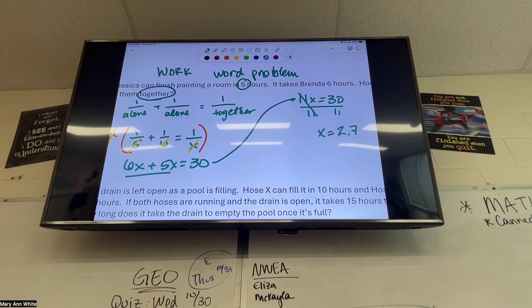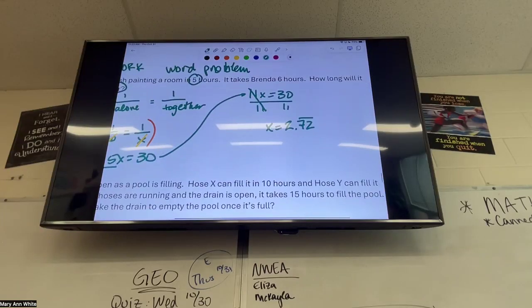I think that equals 2.72. I think that's what I got in my last class. Which actually makes sense that it takes them a shorter amount of time, because if 2 people are doing the work that one person's doing, it should take them a little bit shorter time. Okay. Let's do the next one.